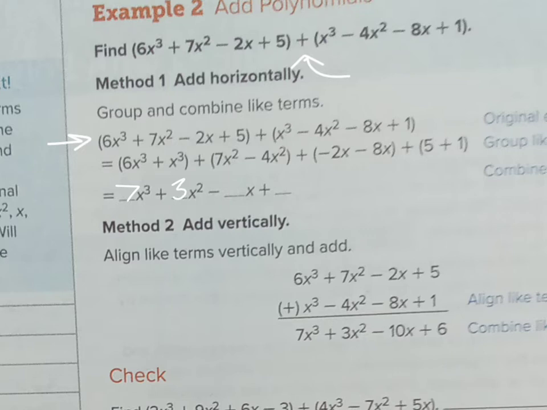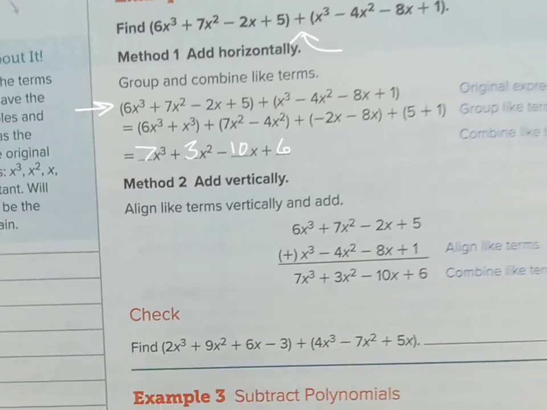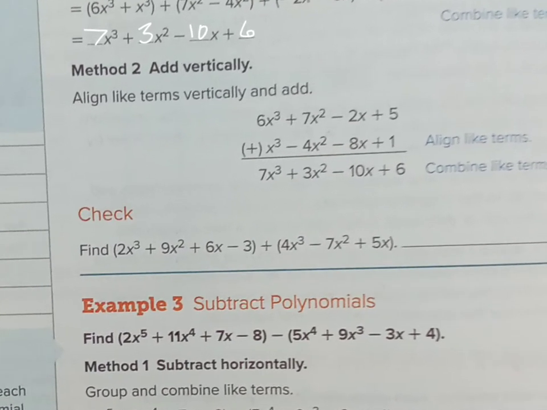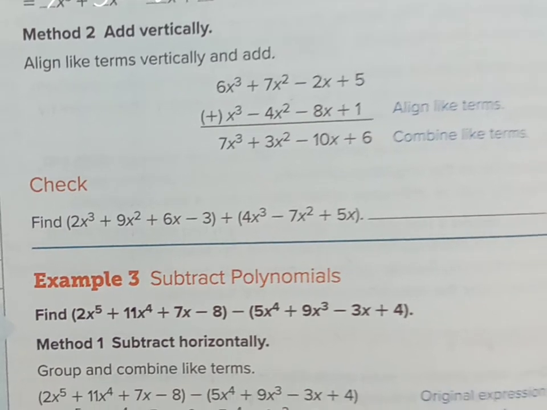Negative 2x minus 8x. Negative 10x. And then finally 6. Right, and you get the same answer. So whatever you need to do to get them right is fine with me. Okay, so again, the only thing that's hard about doing these is making sure you're only dealing with like terms and you got to pay attention to your signs. All right, so here's your check.